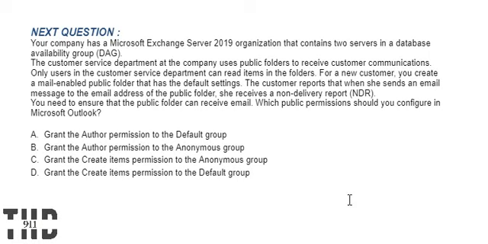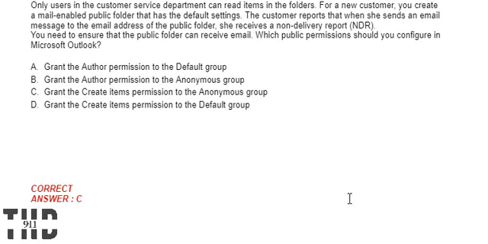You need to ensure that the public folder can receive email. Which public folder permission should you configure in Microsoft Outlook? Option A, grant the author permission to the default group. Option B, grant the author permission to the anonymous group. Option C, grant the create items permission to the anonymous group. Option D, grant the create items permission to the default group. The correct answer is option C.